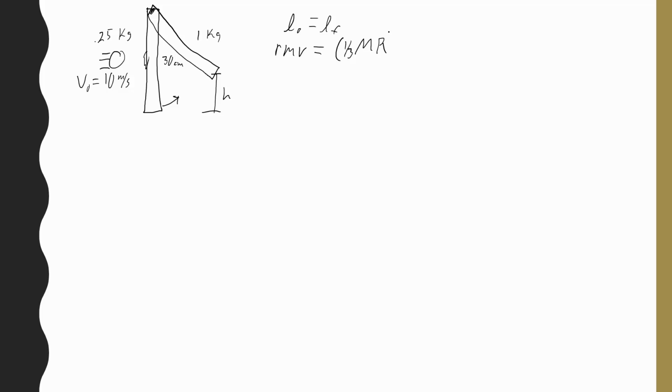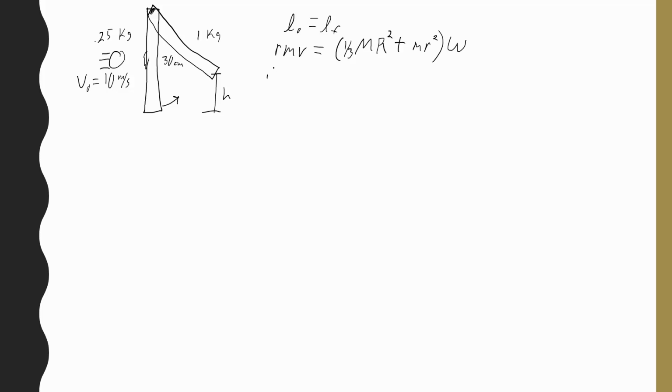1/3 M R squared. Plus, we can treat this as a point particle, so that's just going to be little m, little r squared. And that is the total moment of inertia, and then that times the omega, because this is I omega, right? So now we can go ahead and plug in some numbers.